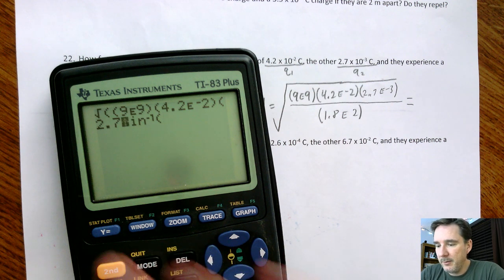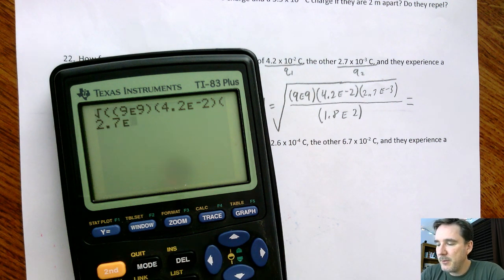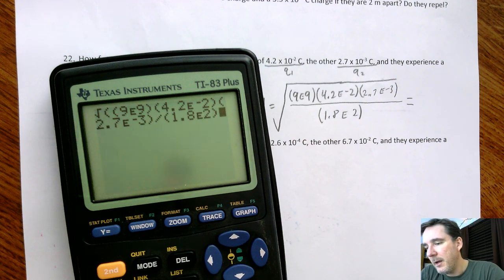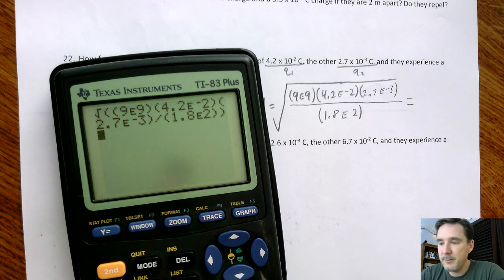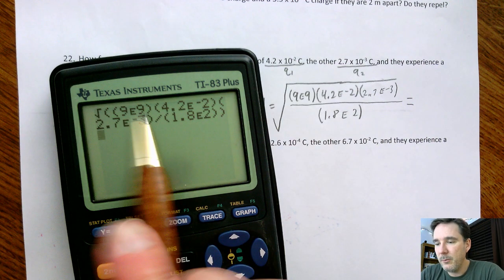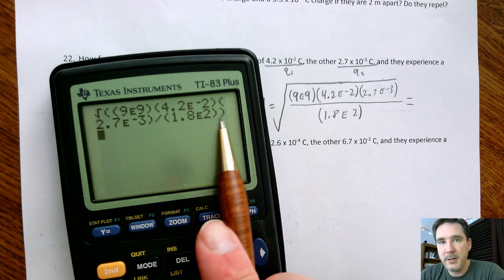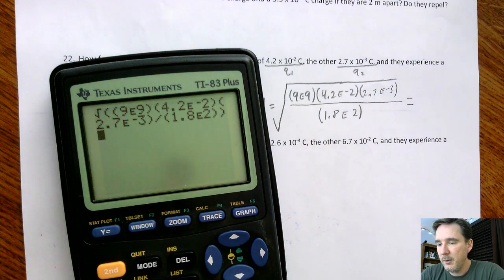I hit the wrong button again. There it is. Times 10 to the negative 3. All right, and then I'm going to take that, and it's still all in that first parenthesis, times 1.8 times 10 to the second. And I could end that first parenthesis, and you can see it's all contained. So this parenthesis ends over here, and all that is going to be square rooted.